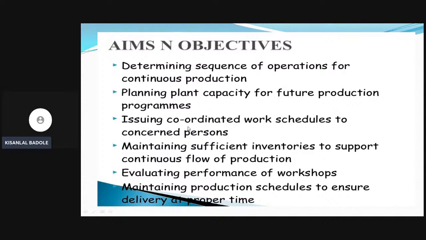Next is coordinating the work schedule with the concerned persons, as well as maintaining sufficient inventory to support the continuous flow of production. Then evaluation of the performance of the workshop, maintaining the production schedule to ensure delivery at the proper times. These are the particular aims, the basic steps required for production planning control.